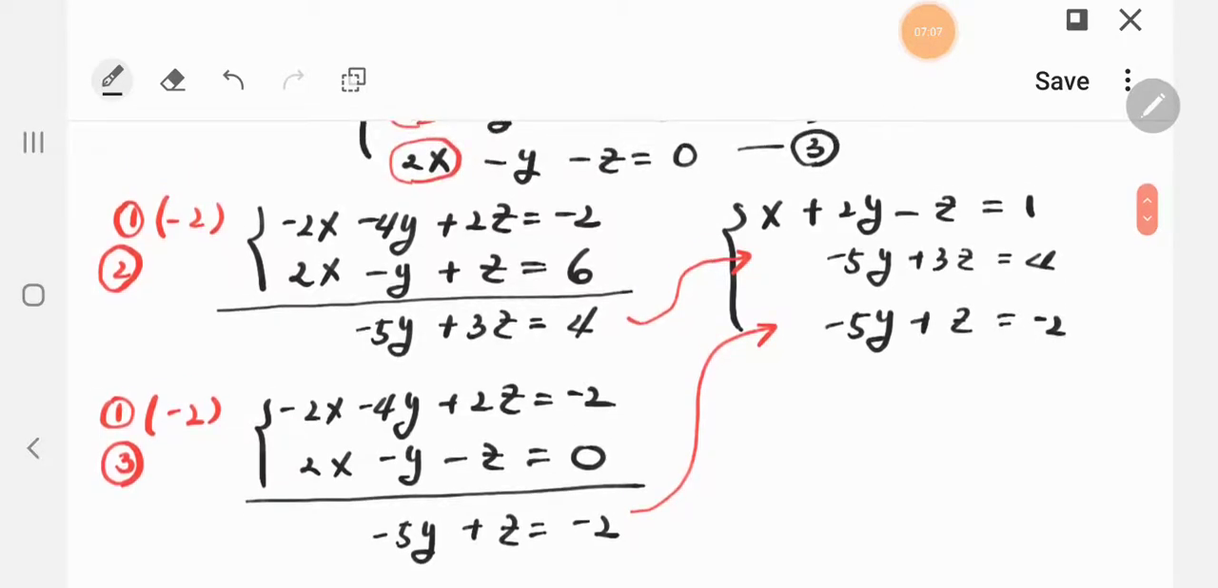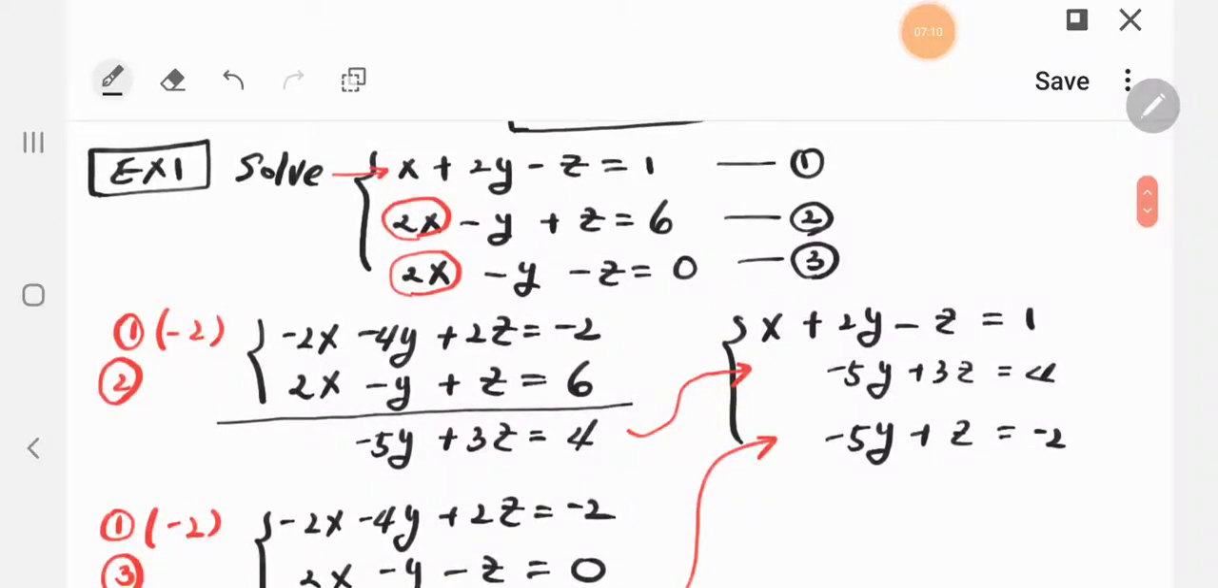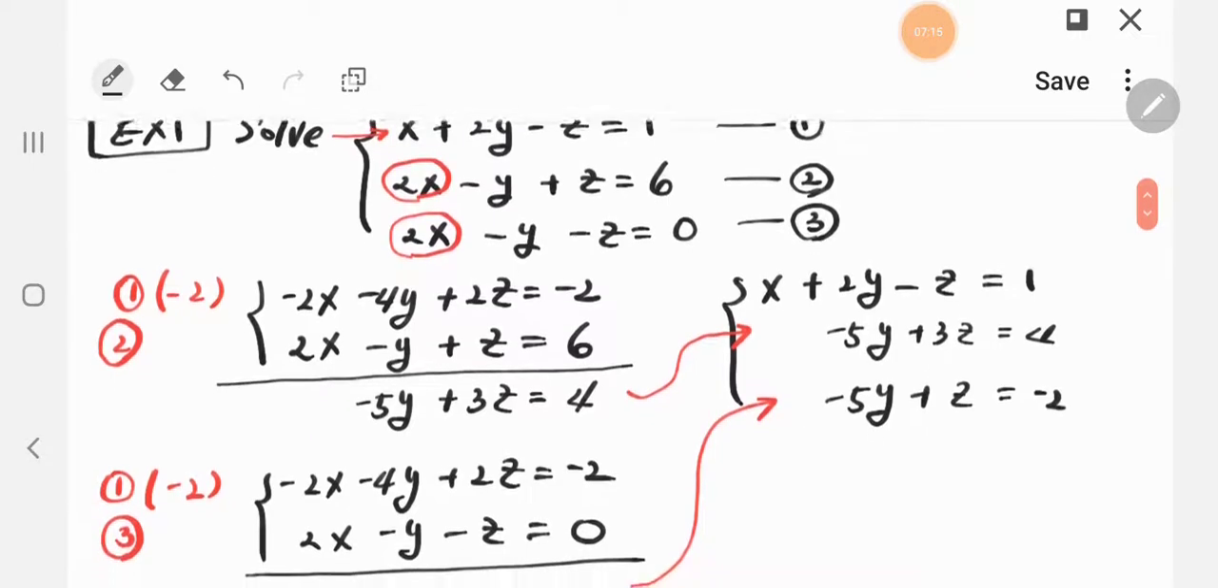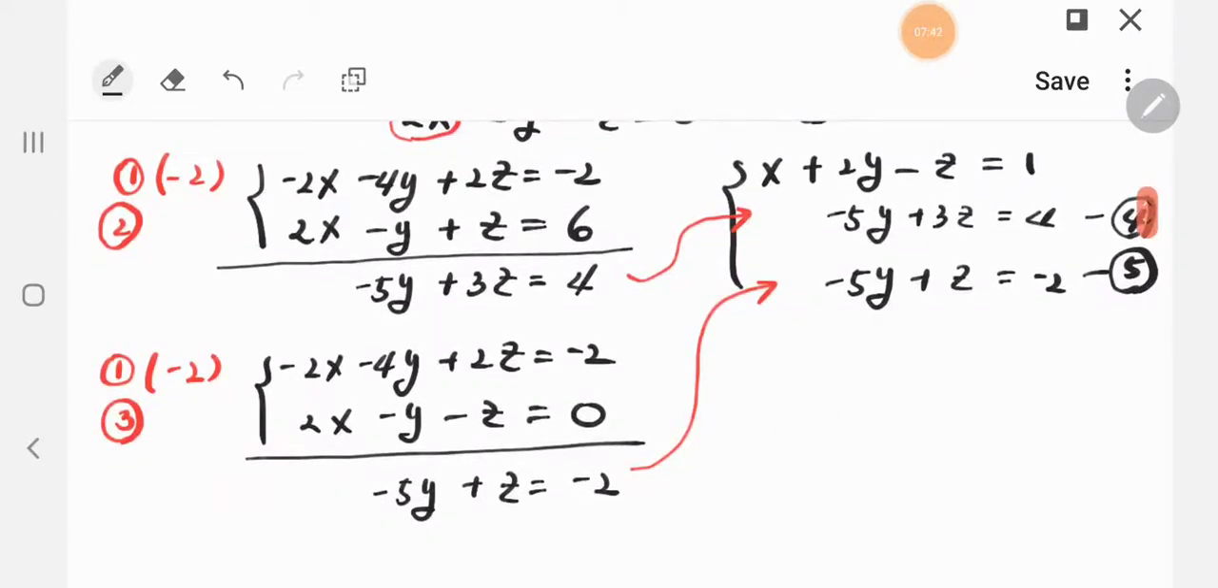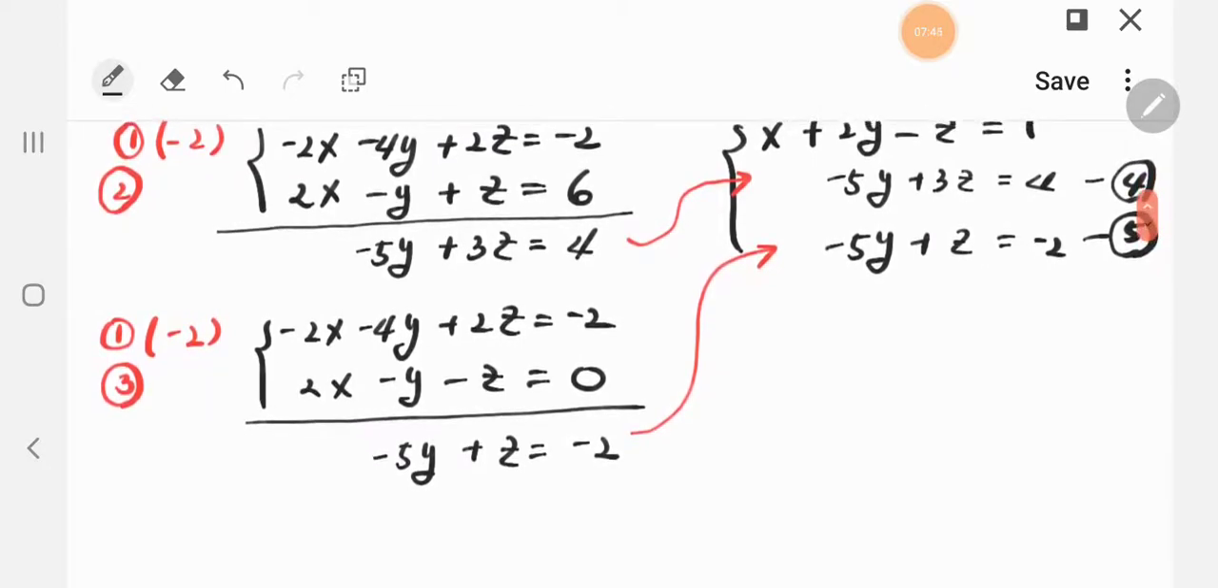All right. So we just replaced the first system of equations into this one. As you see, now the second equation and the third equation, let's use a different number. Let's use the fourth equation and the fifth equation. So we have two variables, y and z. From this we can solve for z, then we can solve for y. It doesn't matter.